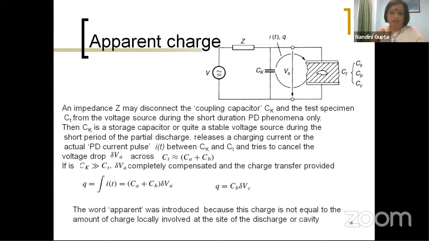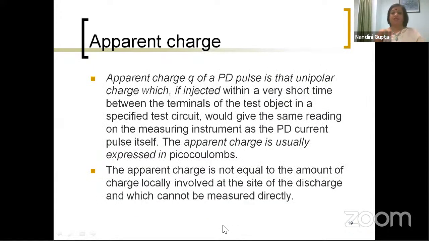However, it is very important to understand that this is not the real quantity of charge that is involved in the discharge. It is only a charge which is drawn from the supply in response to a certain quantity of charge being involved in the discharge activity. And that is why we need to distinguish it from the actual charge by calling it the apparent charge. The word apparent was introduced because this charge is not equal to the amount of charge locally involved at the site of discharge or cavity. This is very important.